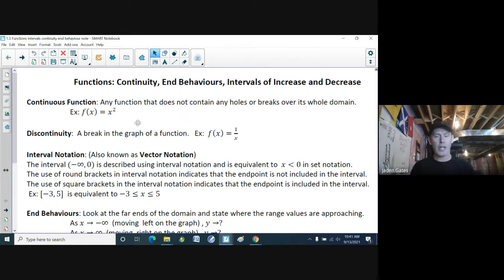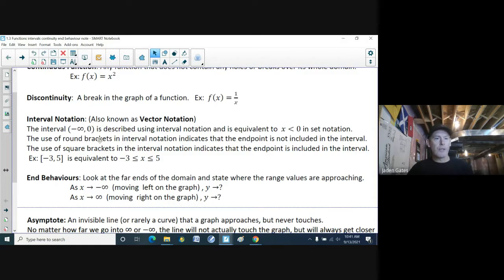Now, discontinuity is when we had a rational equation there, as there's a break in the graph of the function. For instance, f of x equals 1 over x, which I'm going to come back to. We did graph that one, but I'm going to come back to that one. Now, we're going to use 2 types of notation. We have what's called interval notation, which I did not use before. I used it once, I think, a little bit. Interval notation, for instance, is described using round brackets, and there's a difference here between round brackets and square brackets.